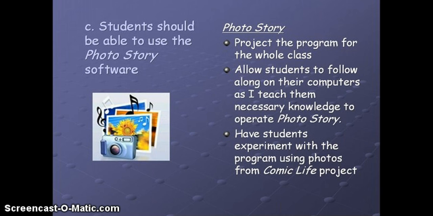Students should be able to use the PhotoStory software. To teach that, which would be similar to the previous lesson, I would project the program for the whole class and allow students to follow along on their own computers as I teach the necessary knowledge to operate PhotoStory. Again, it allows them to ask questions on the spot and lets me provide an answer instantly. I would then allow the students to experiment with the program using photos that they've already used during their Comic Life project.